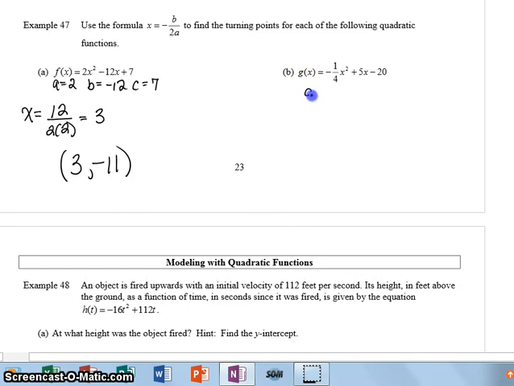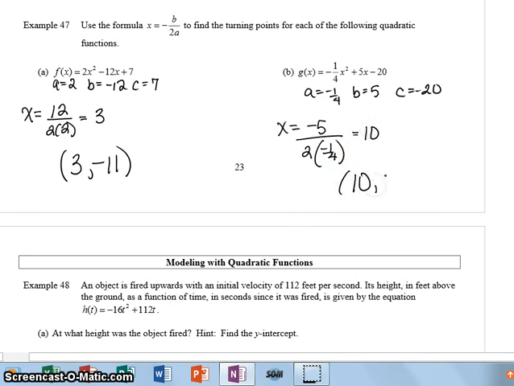All right, a is negative 1/4, b is positive 5, and c is negative 20. So x equals the opposite of b, so negative 5 over 2 times my a, which is negative 1/4. The calculator will do that work for you, but you're going to end up getting a positive 10. Again, store 10 as your x value in the calculator, and then just put in negative 1/4 times that x squared. The calculator knows it's 10, and you're going to end up getting 5.